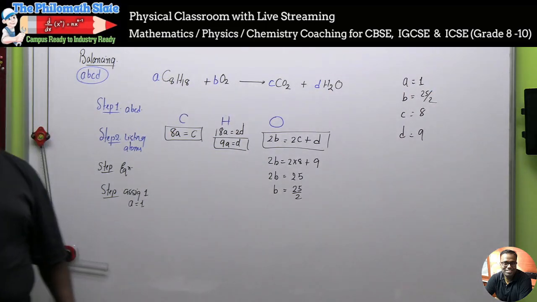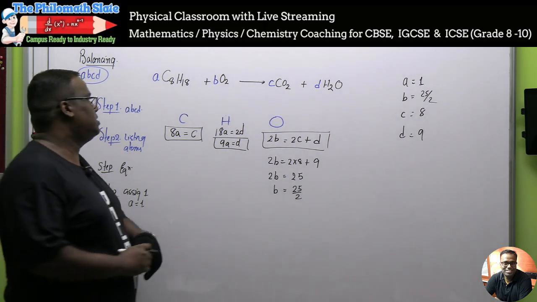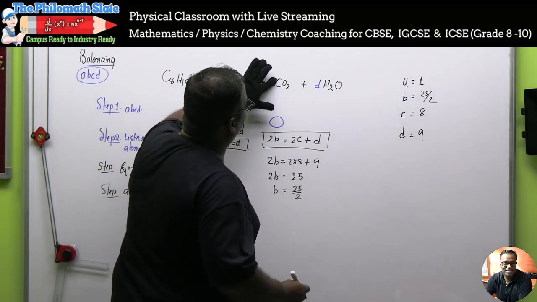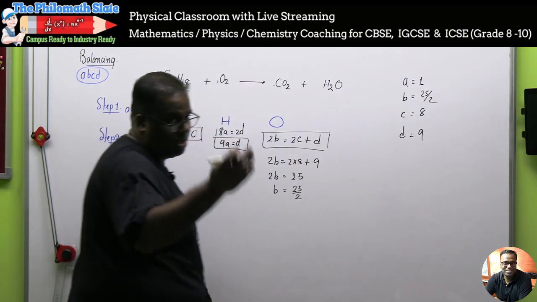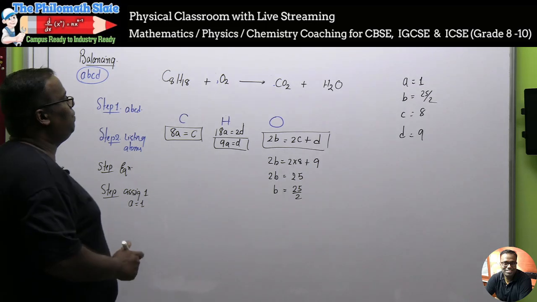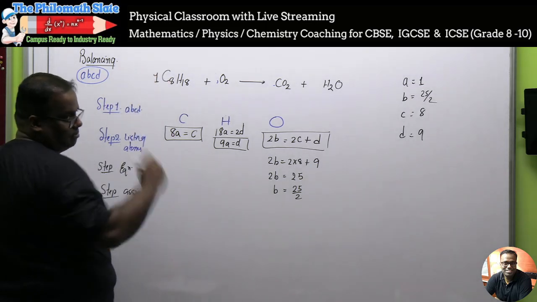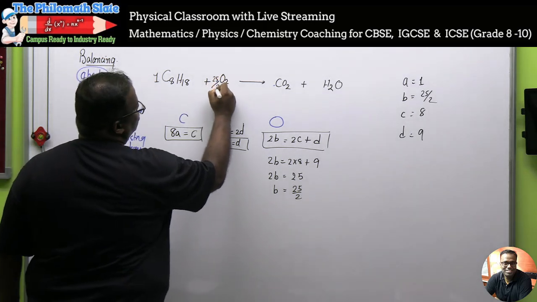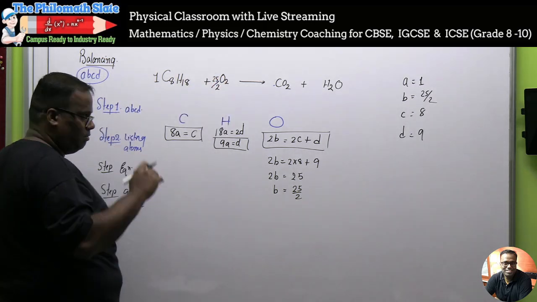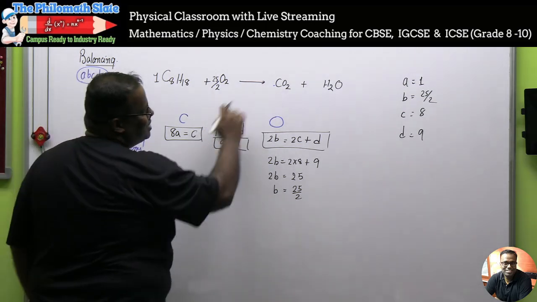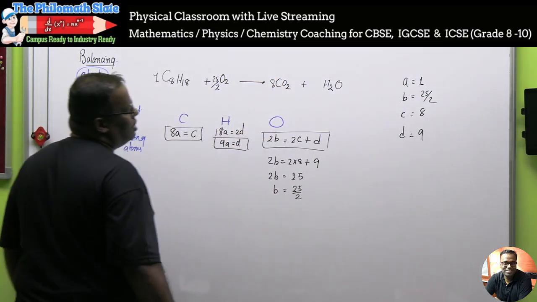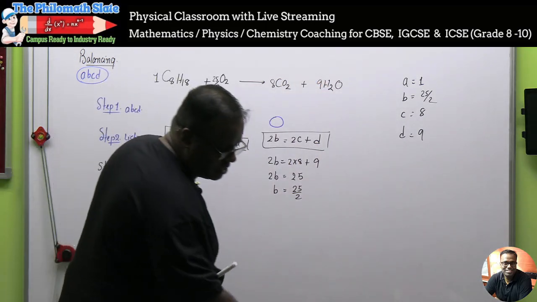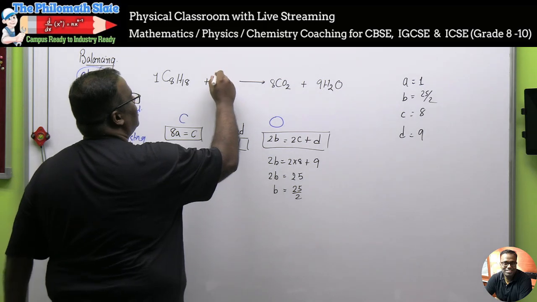Tell me, understood? Now our time has come to replace our A, B, C, D and get our answers. This is one of the complicated questions that I've taken, so pay attention now. What is the value of A? Sir, the value of A is 1. What is the value of B? Sir, B is 25 by 2. Wait, don't make the answer yet. What is the value of C? 8. What is the value of D? 9.